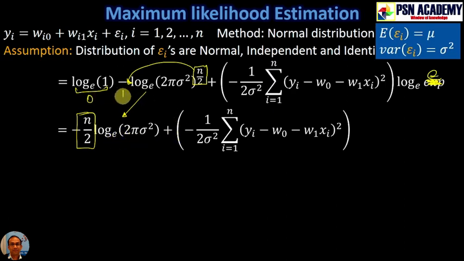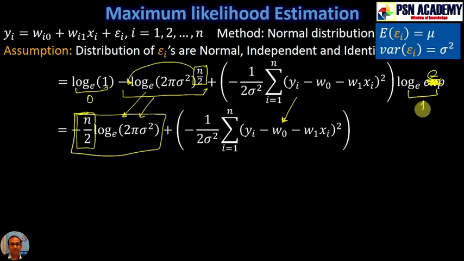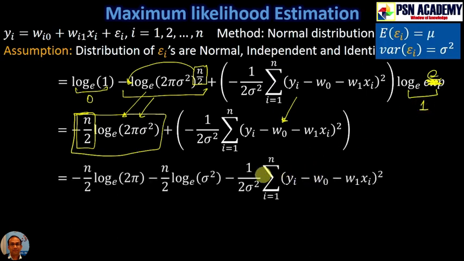Now this part is over. This part is this part. So this is over. And on this part, only this portion remains. This portion remains because log of e base e will give you 1. Clear?